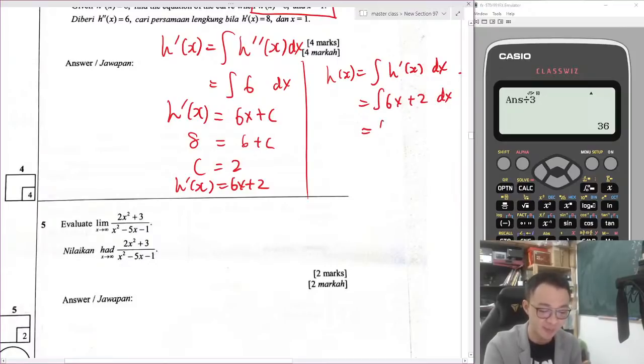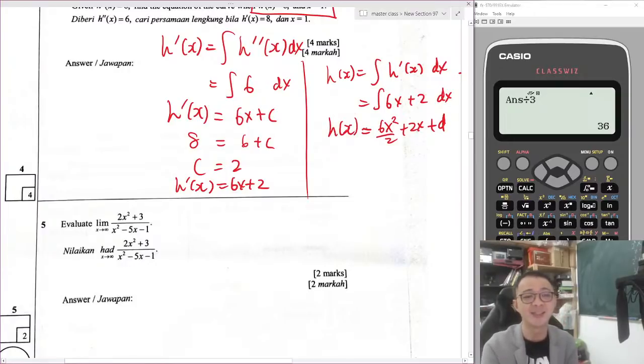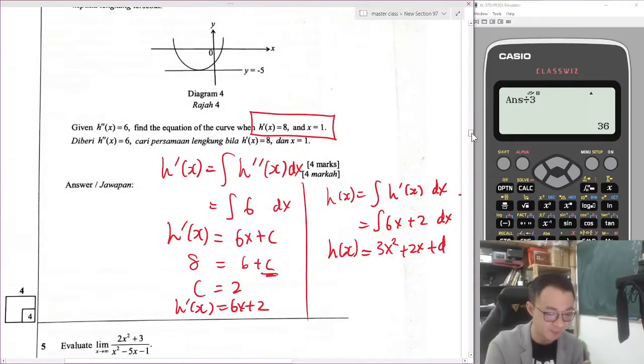So I will get 6x squared over 2 plus 2x plus d. Alright, so it's important that you use the letter d here because you already used c in the first place. We used c, isn't it? Alright, so I know 6 over 2 is 3, isn't it? In order to find d, we need some coordinate here. Alright, this is the difficult part.